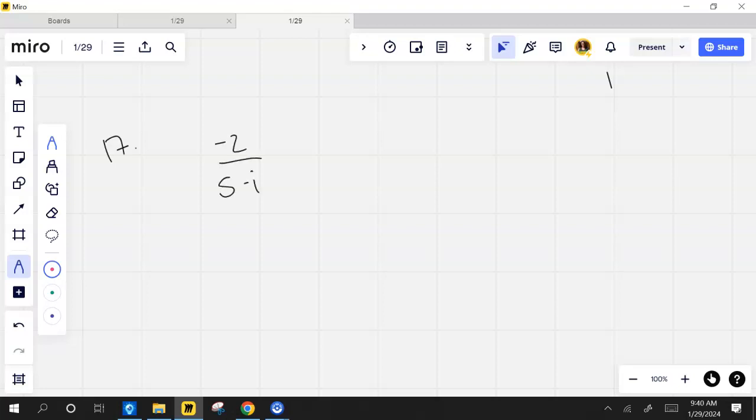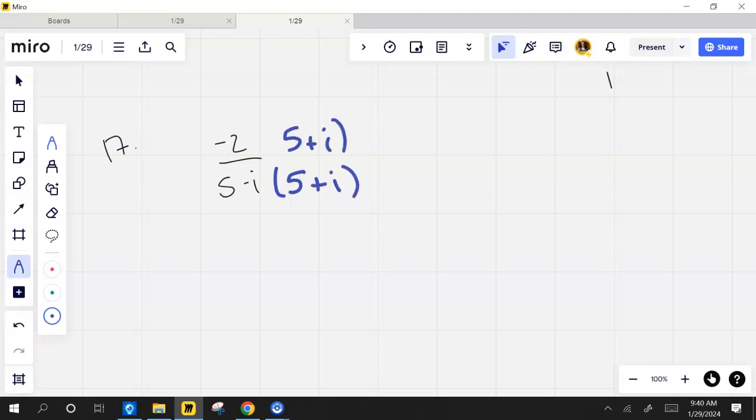The problem is -2/5 minus i, and I'm asked to simplify as much as I can. The problem with this one is there is a complex number in the denominator, yes? And I can't have that, because I can't have a radical in the bottom. So to get rid of it, I'm going to multiply the top and the bottom by what? Close. 5 plus i, because I need to change.